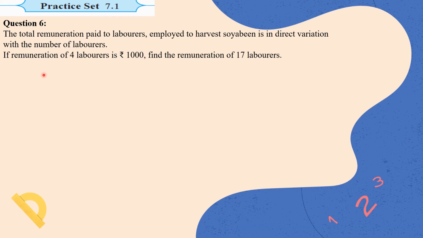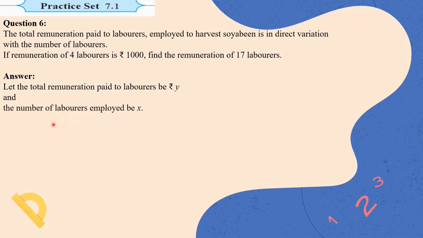Let us start with the solution. Let the total remuneration paid to laborers be rupees y. So we'll consider the total remuneration which is paid to the laborer as the variable y, so rupees y. And the number of laborers employed be x. So the variable x is the number of laborers employed.